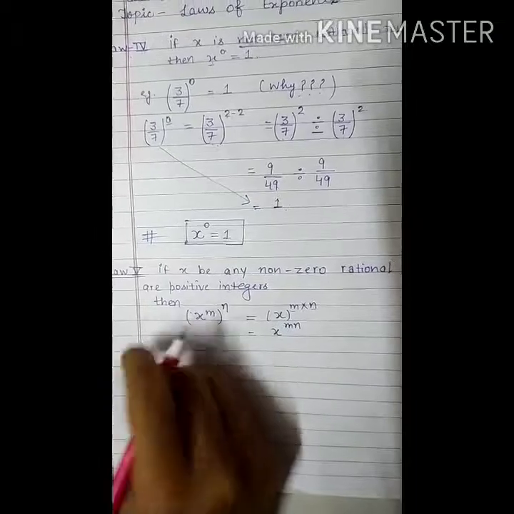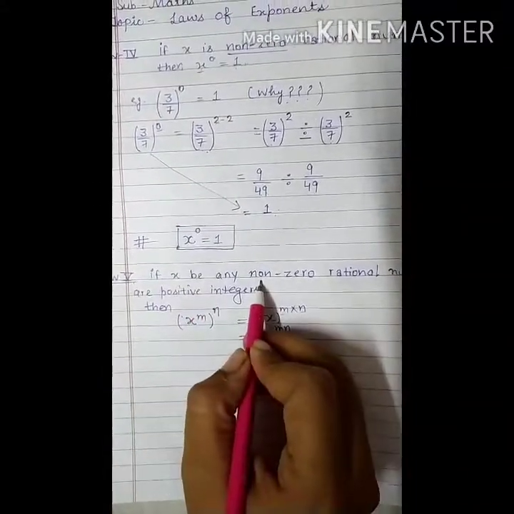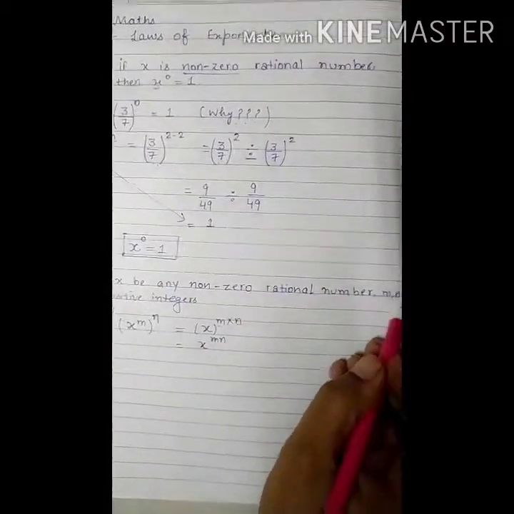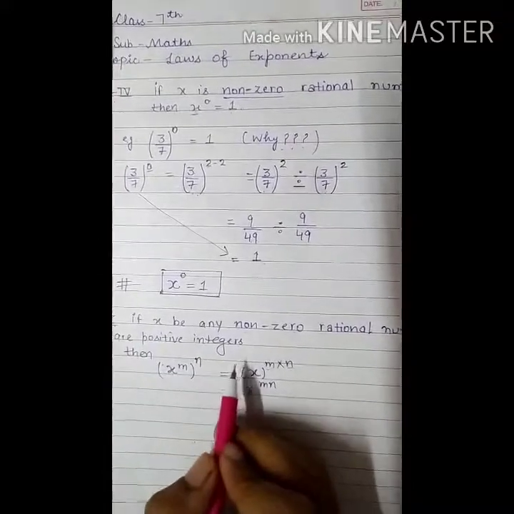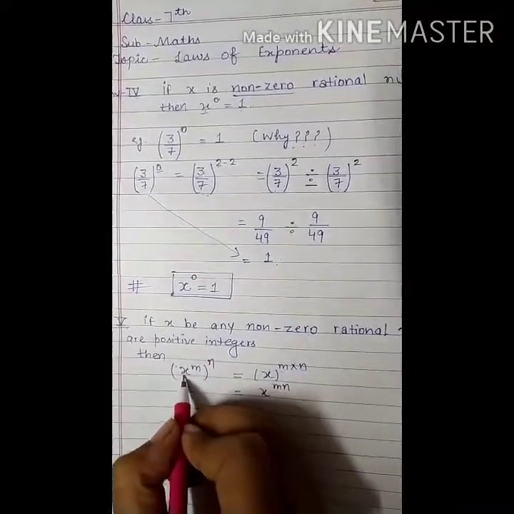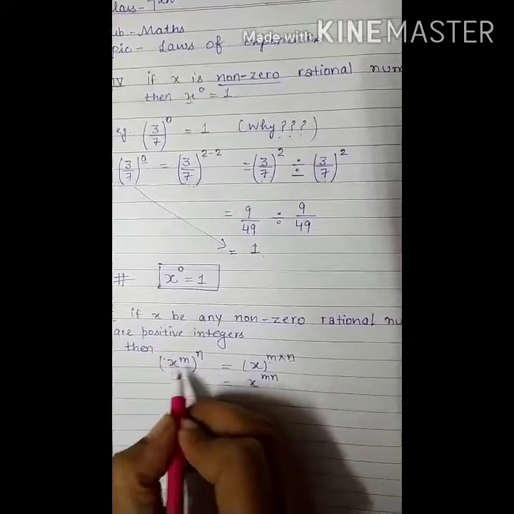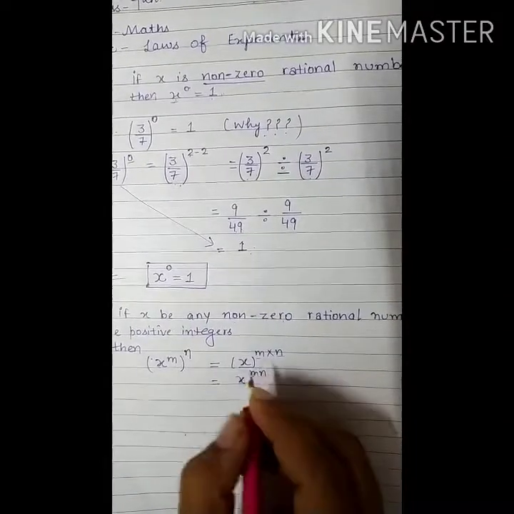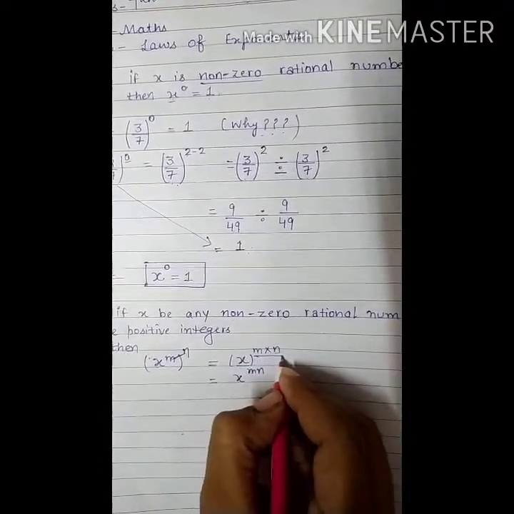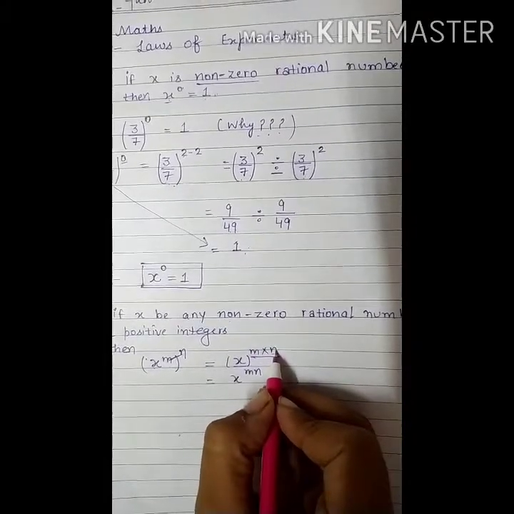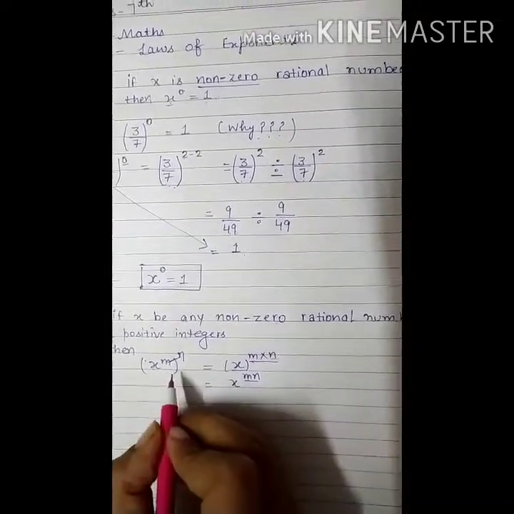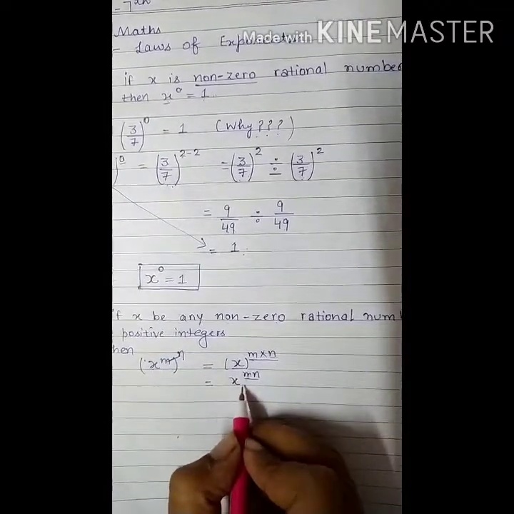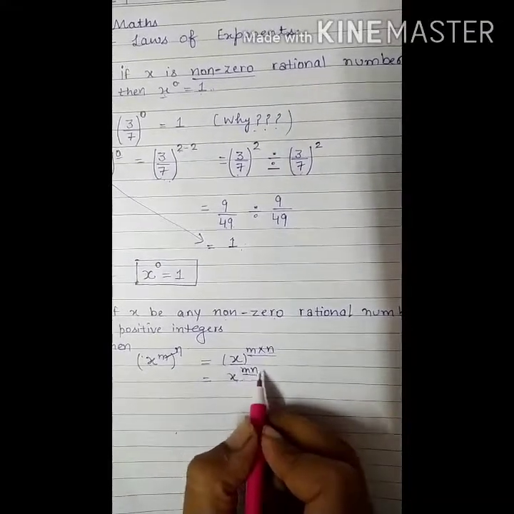Now law 5th: if x is any non-zero rational number and m and n are positive integers, then x to the power m and whole to the power n is equal to, we write the base and just multiply the exponents, and m multiplied by n can be written as mn. So x to the power m to the power n is equal to x to the power mn.